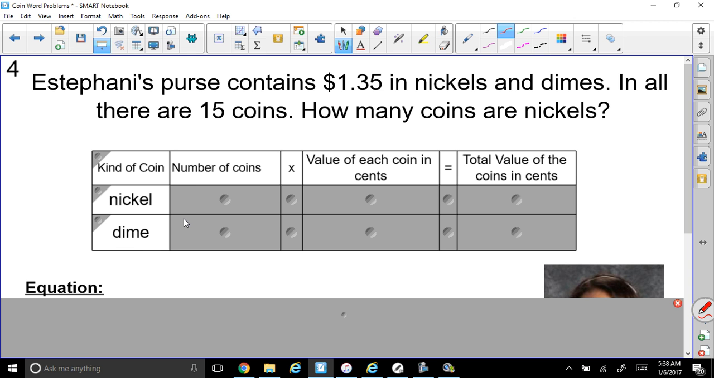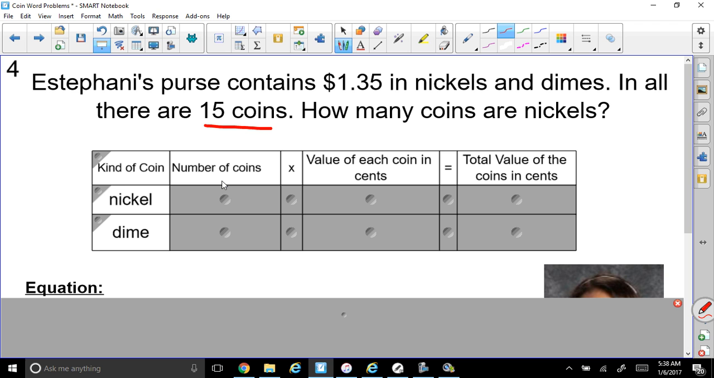Now, the number of coins, it only says that there are 15 coins. So there are 15 coins. And they didn't do like the last question and outline the number of coins, telling us there are this many as that many or more than and all that. So what are we going to do?